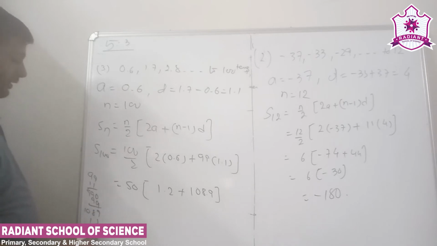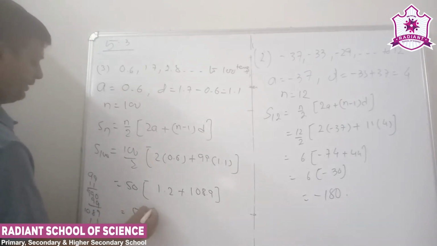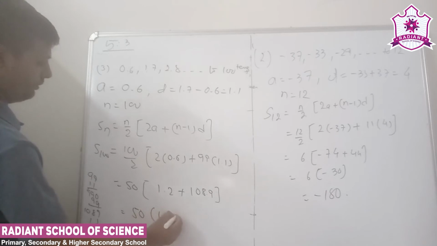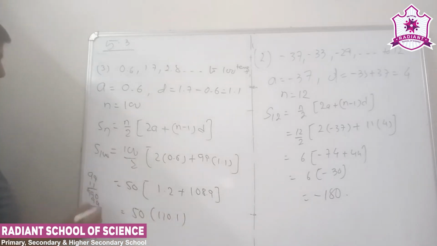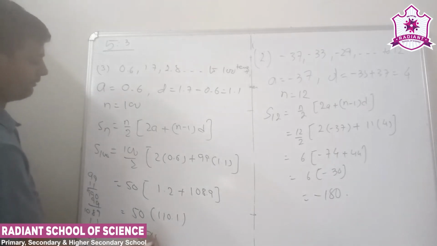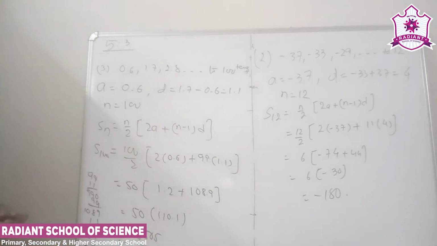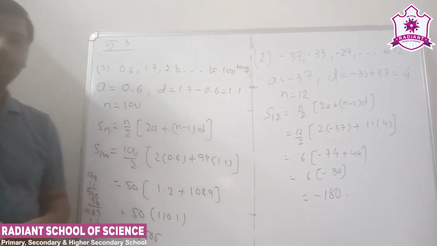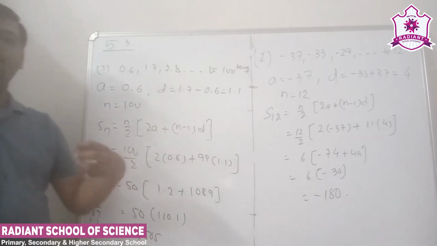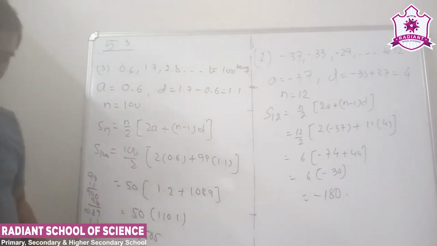Again the decimal point. So we got 50 into 110.1. Right, we multiply by 5. So 5, 0, 5, 5. So simply 5505 is our answer. Clear? Okay. So these depend on the sum of n terms kind of sums.